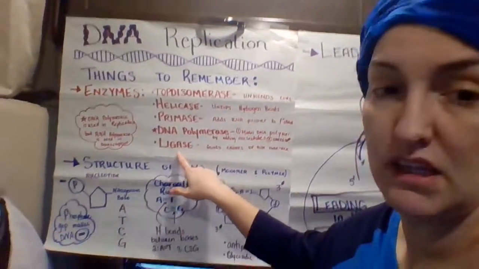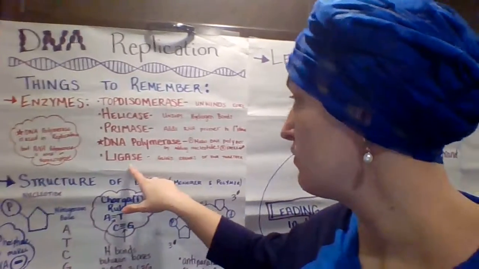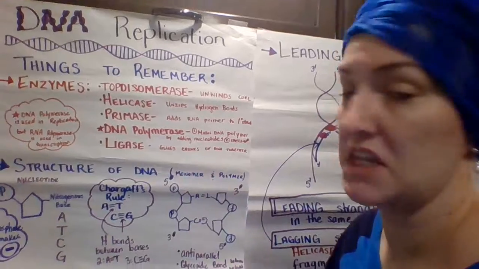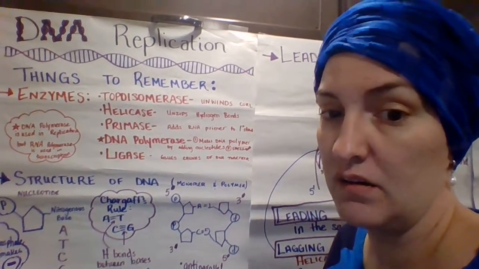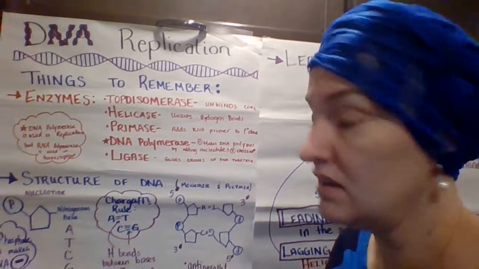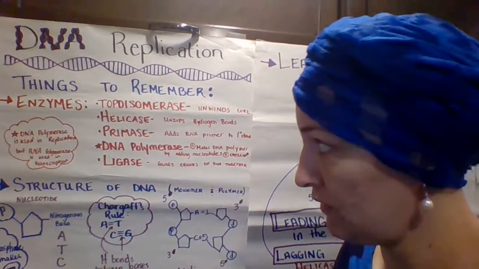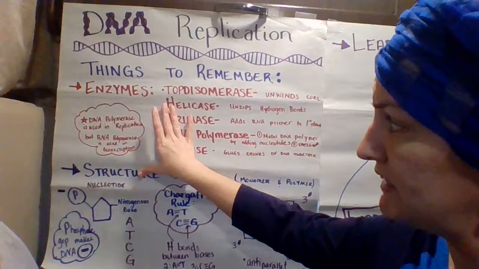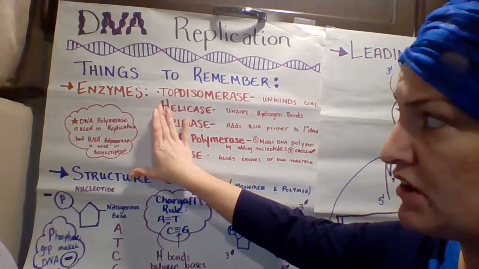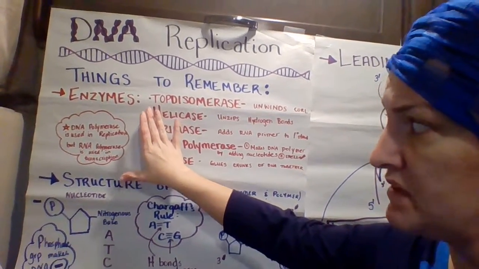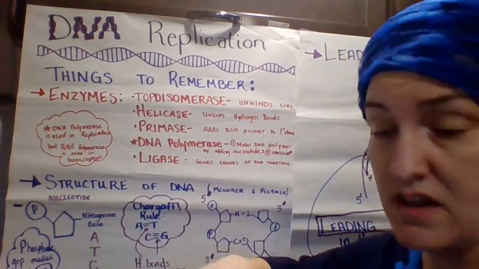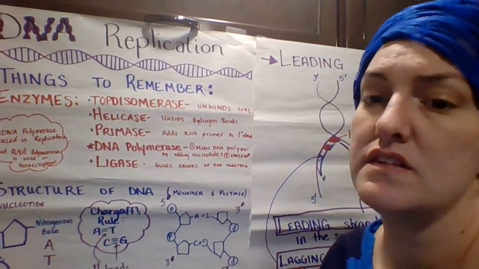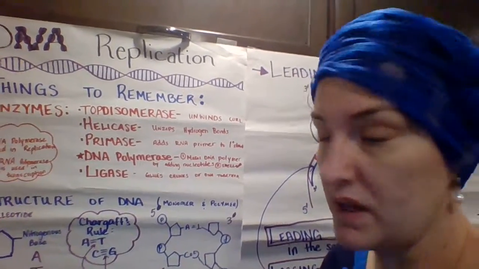Okay? And then the last one we have is ligase. Remember, that is something that's holding tight like a ligature. And so we say that it glues the pieces of, in this case, the DNA together. Okay? As a little reminder, and we'll talk about transcription a little bit later, DNA polymerase is used in replication, but RNA polymerase is used in transcription. So the enzymes are pretty similar for both processes. The difference is what type of polymer you're making.